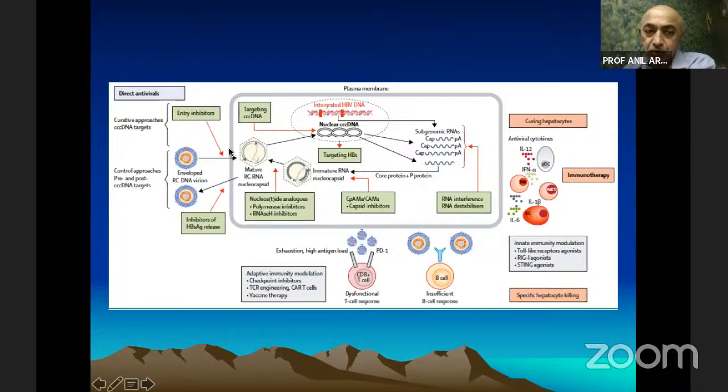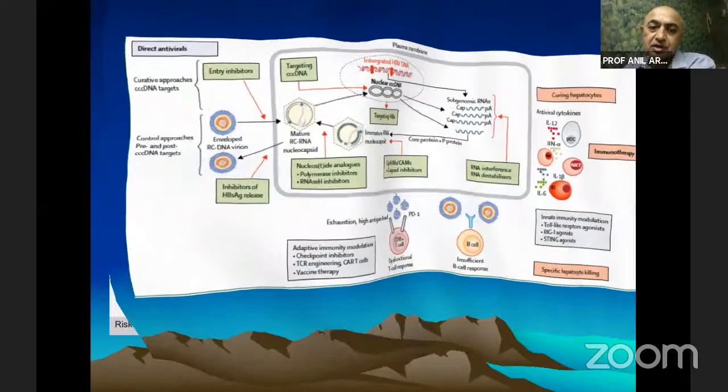multiple levels. We can block the entry of the virus into hepatocytes. We can prevent the disruption of the RNA before it enters into the nucleus. Once within the nucleus, you can try to degrade the cccDNA. Once the DNA has been degraded, you can prevent the replication of the virus with the currently available nucleoside inhibitors. And finally, once the virus is getting assembled, you can use various drugs to stop the assembly of the virus so that the complete virus does not come out.